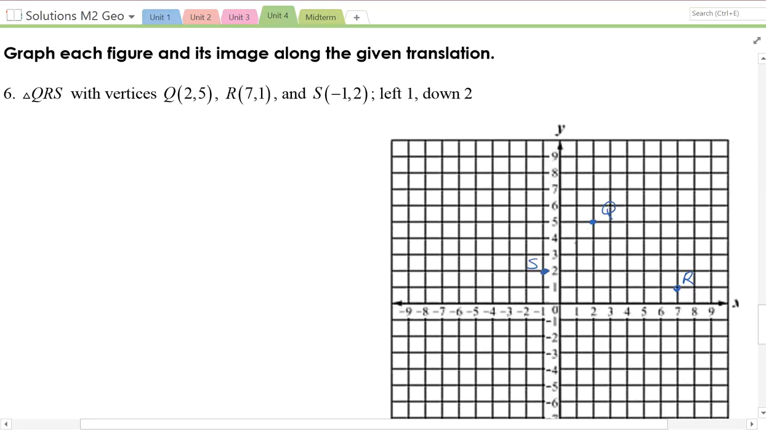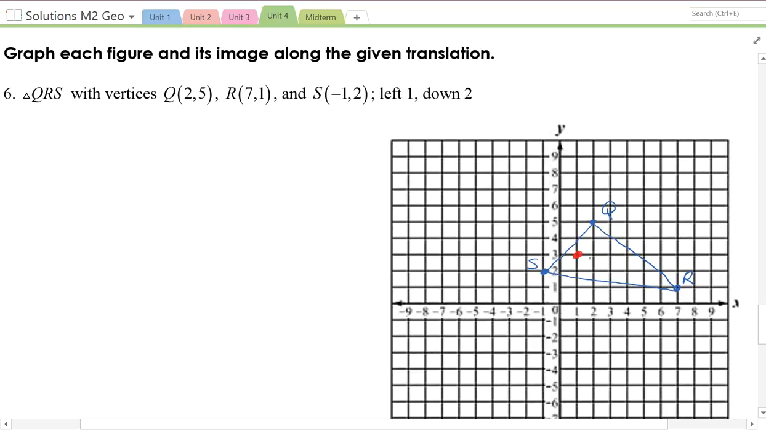When you're doing translations, it really doesn't matter if you draw the diagram first or write the coordinates first, but I will want both. So I'll do one of each method. For number 6, I'll just use the directions to draw the new diagram, and then use my diagram to write down the locations of the new points. I'm going to take each of the vertices and move them left 1 and down 2.